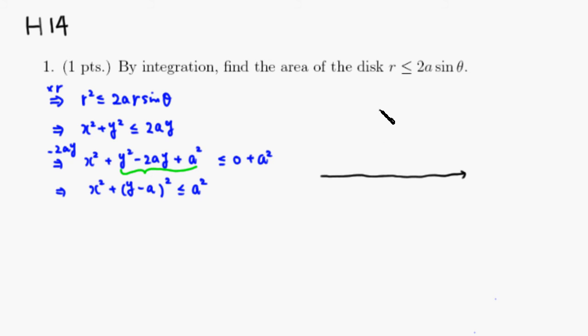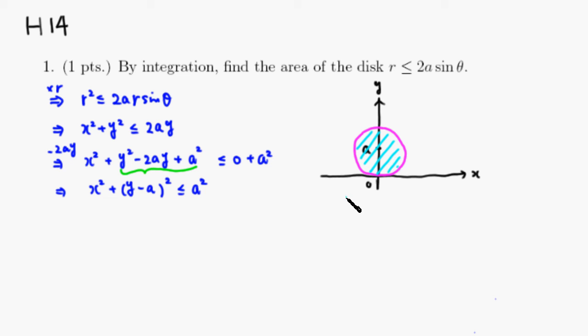The center is at x equals 0 and y equals a. So let's say here is a. That's the center, and the radius is a. So the circle we're talking about is this circle right here, and we want to find the area of this disk.